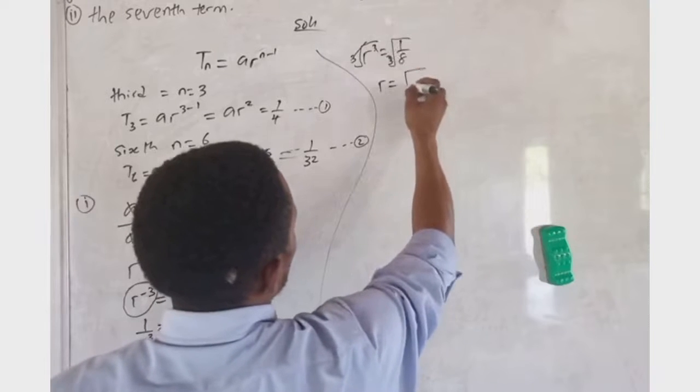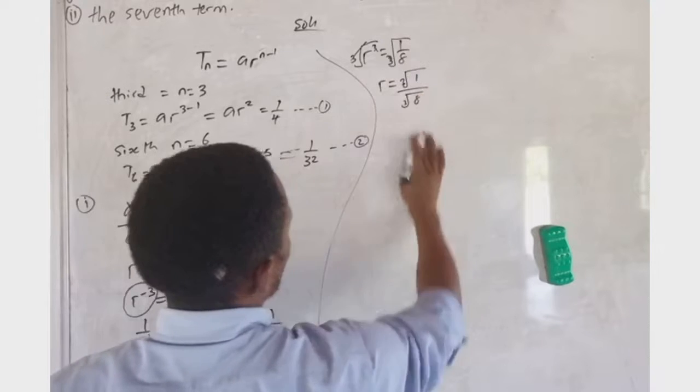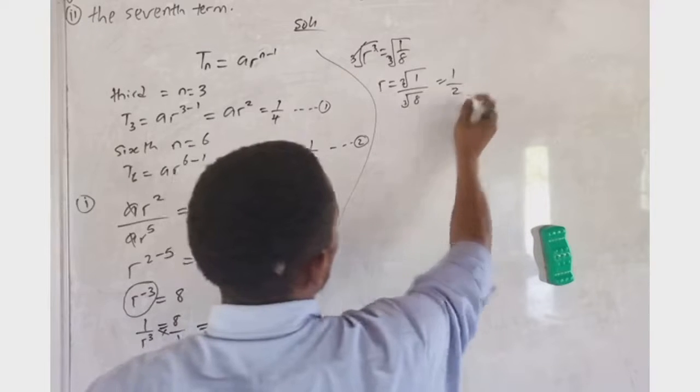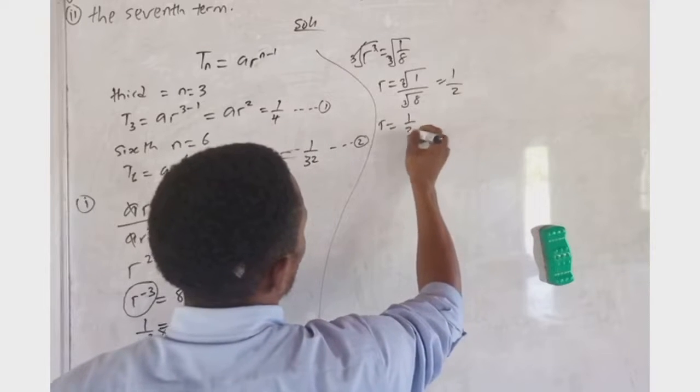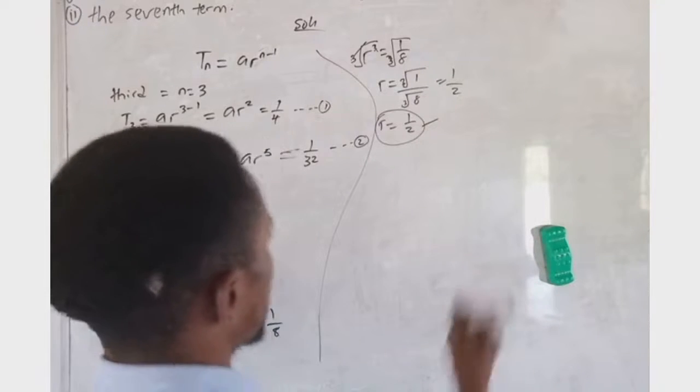over the cube root of 8. So cube root of 1 is equal to 1. Cube root of 8 is equal to 2. So our r is equal to 1 over 2. So our common ratio is equal to 1 over 2 now. So this is the answer for the common ratio.